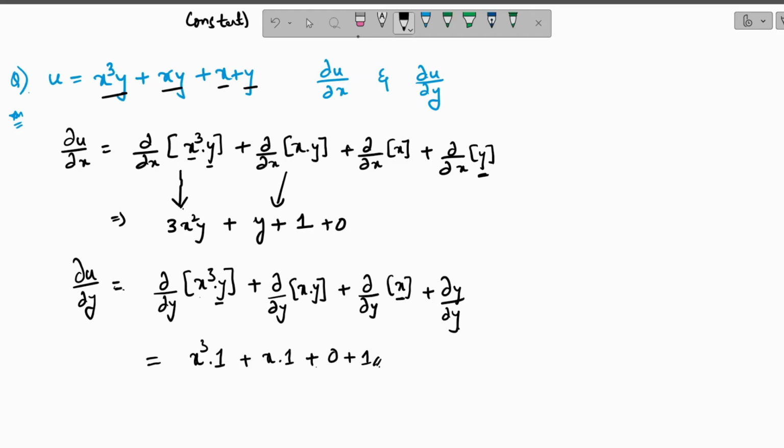Okay. You understood now the logic, how we are solving? Yes, sir. Whenever two variables are there, when you are differentiating with respect to x, y should be treated as constant. When you are differentiating with respect to y, x should be treated as constant. That is the only difference between differentiation and partial differentiation. In ordinary differentiation, we consider one variable. Here we are considering only one variable at a time. The other variable, we are keeping it as constant. Now we'll see one more problem.